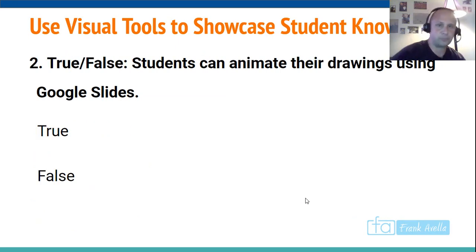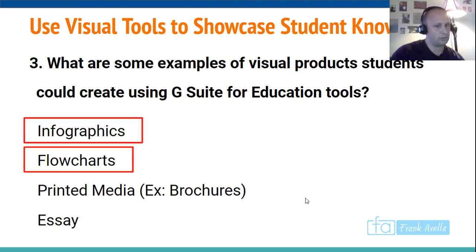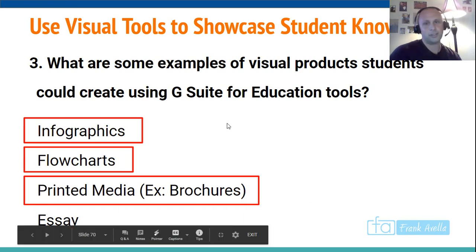Okay, true or false? Students can animate their drawings using Google Slides. Yes, this is like an animation right now. Okay. What are some examples of visual products students could create using G Suite for Education tools? So, what are some things they can create? We said infographics, right? What else did I say? Flowcharts, brochures, and I didn't pick essay, right? Because why? An essay is not a visual product.